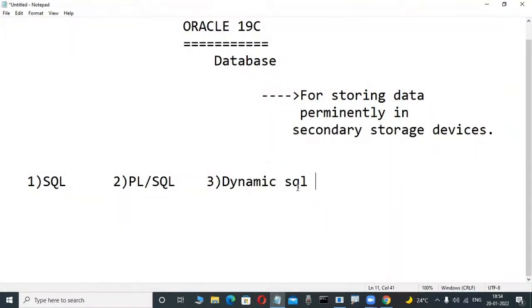SQL is a common one, but syntaxes are different and functions are also different. Already I'm telling you.